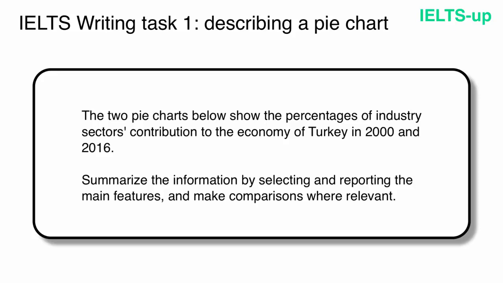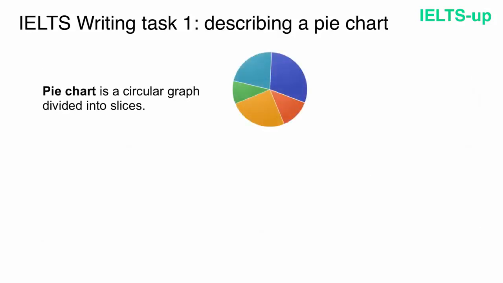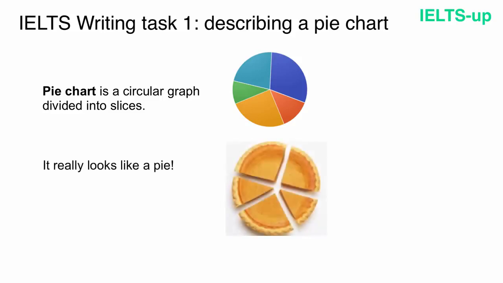Okay, now let's look at the pie chart. As you know, a pie chart is a circular graph divided into slices. Well, it really looks like a pie, so that's where its name came from. Now let's return to our chart.